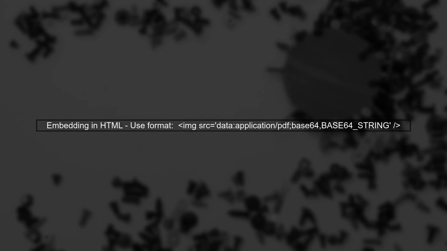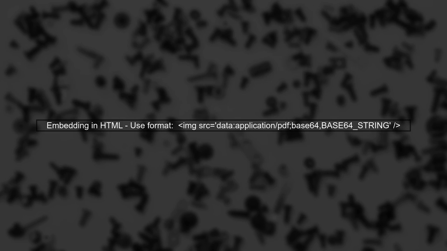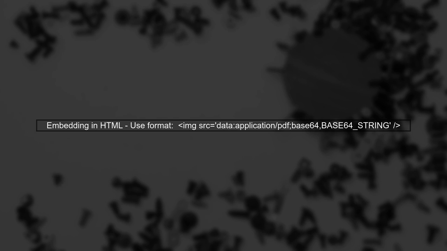Finally, when embedding the Base64 string in HTML, ensure you use the correct data URI format. It should look like this: data:application/pdf;base64, followed by your Base64 string.